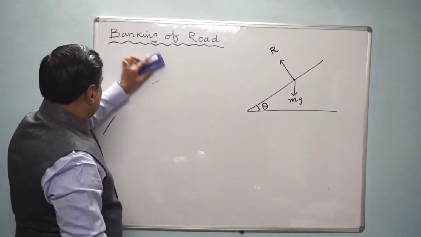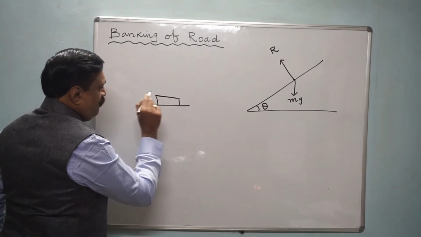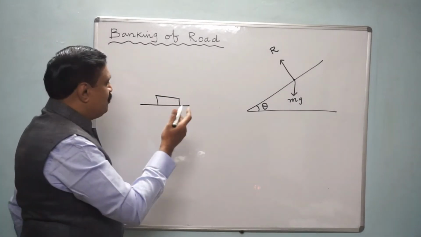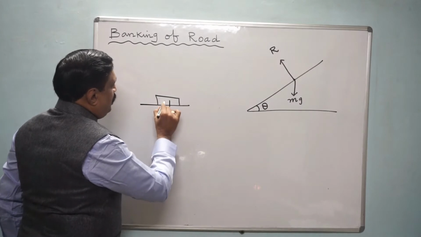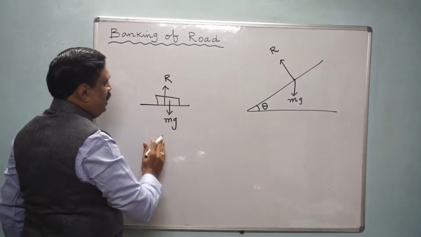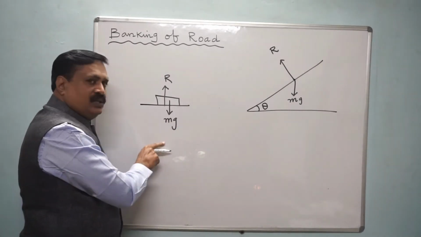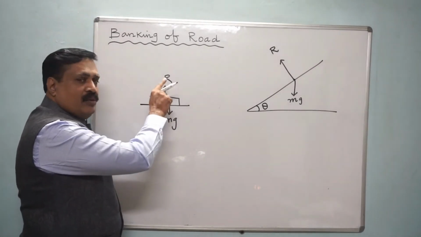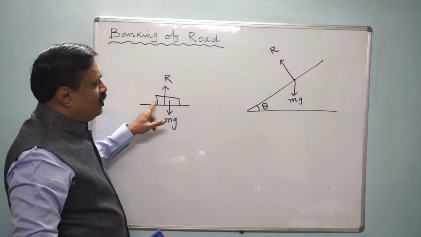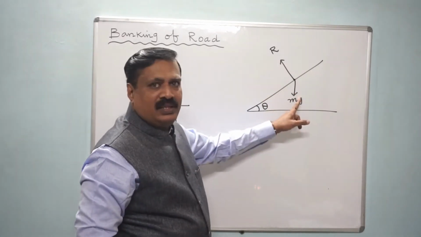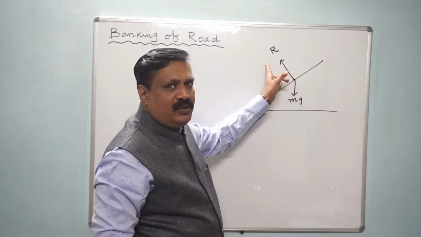Now, on normal ground, if this is some object or vehicle with weight mg, then the reaction will be along the same line. It's a plain, horizontal road. Weight is downwards and reaction is upward, both along the same line. But here both are not in a line. One is towards the center of the earth, and one is normal to the ground.